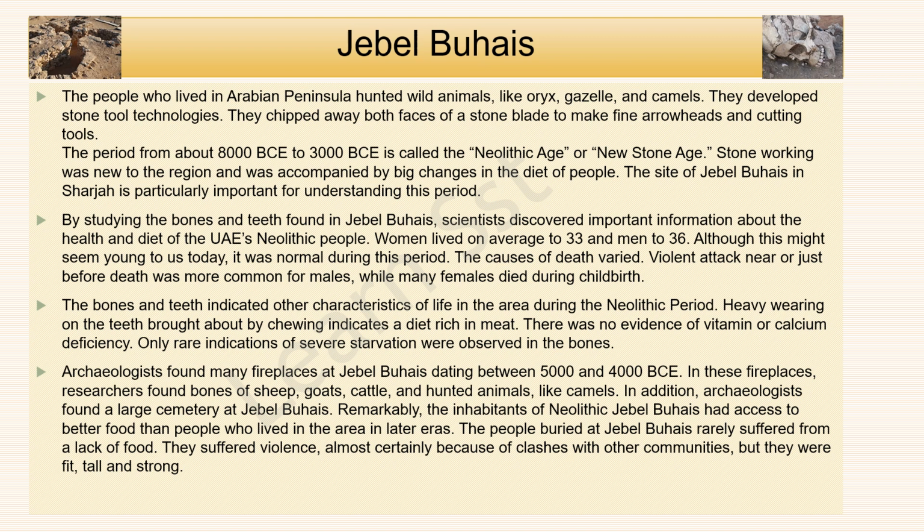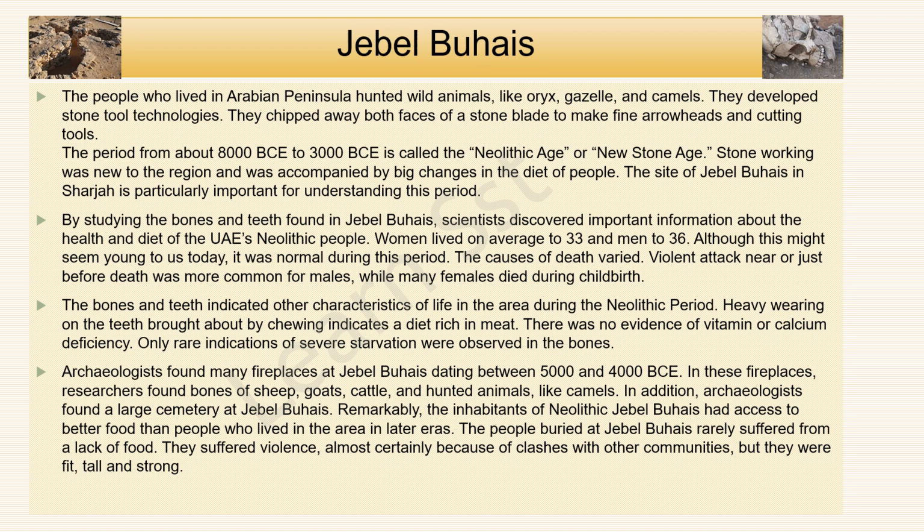Heavy wearing on the teeth, brought about by chewing, indicates a diet which was rich in meat. So heavy wearing away means it is getting chipped away. Why? Because the people were having a rich diet of meat. Then there was also no evidence of vitamin or calcium deficiency because they were having a rich diet. Only rare indications of severe starvation were observed in the bones. So very rarely could the scientists discover people dying of starvation. Rest all had a very good diet.